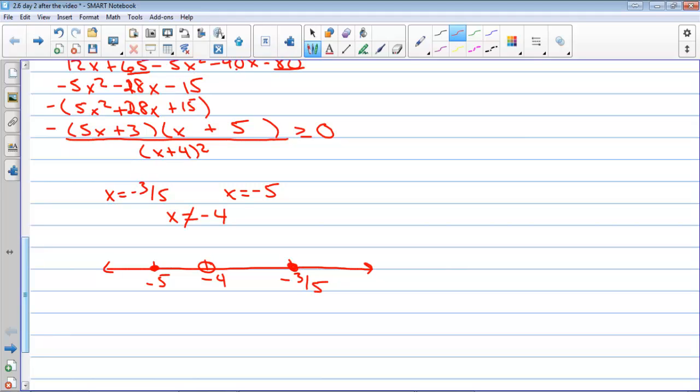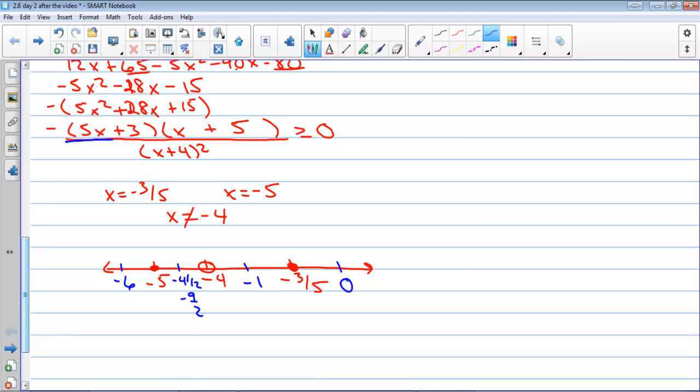Well, we have to test some points. How about negative 6, negative 4.5, which is negative 9/2? How about negative 1, and how about 0? I could do negative 3, but negative 1 is probably even easier. So let's plug negative 6 in.